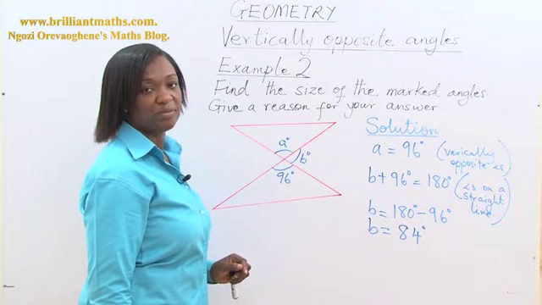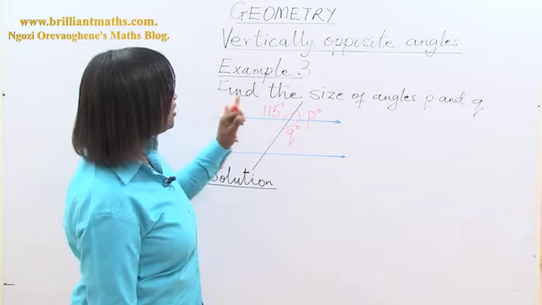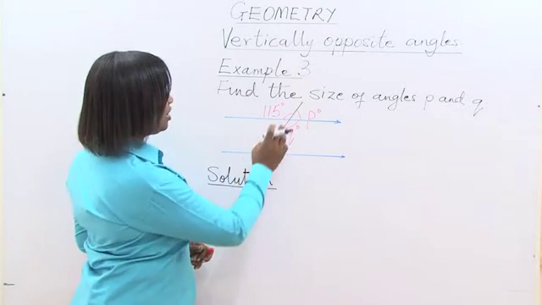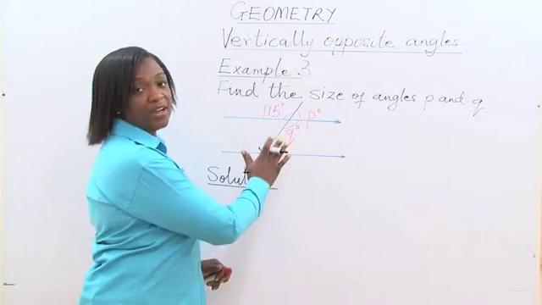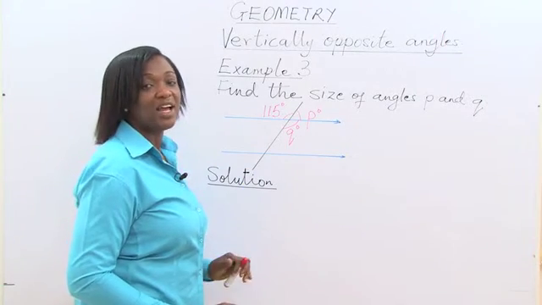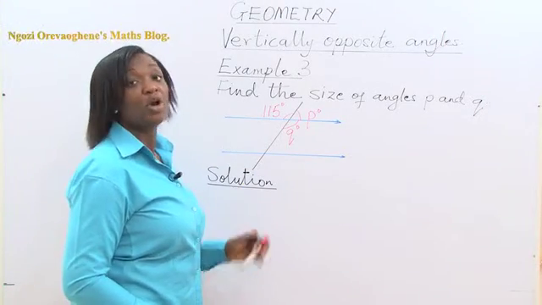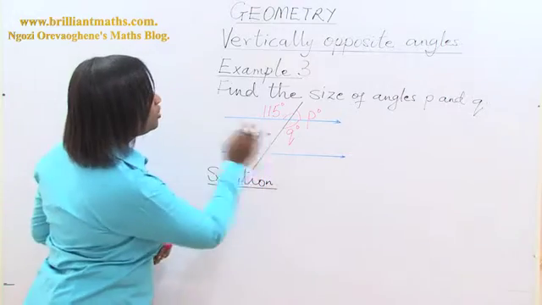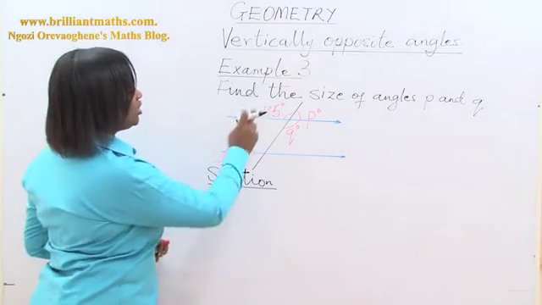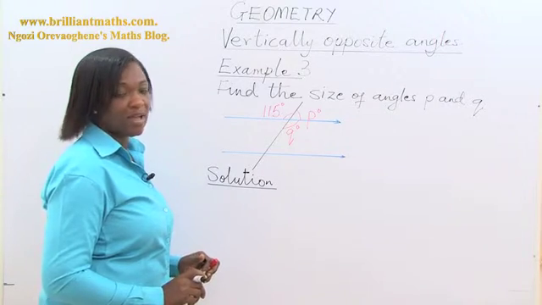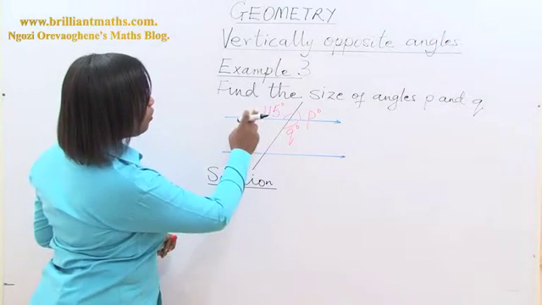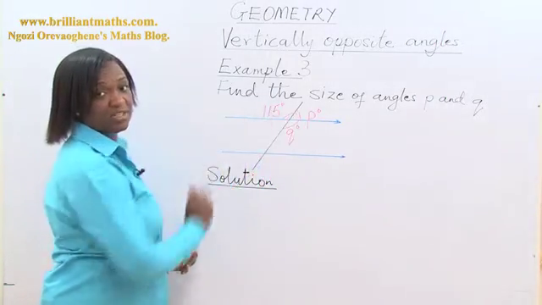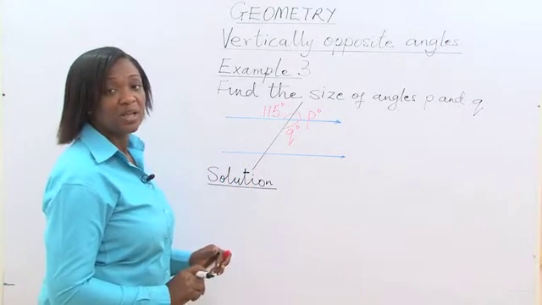Let's see example 3. Find the size of angles P and Q. Here we have angle P and angle Q. We can actually decide to find P before Q or Q before P. It really doesn't matter. It's easy to see that Q is vertically opposite to angle 115. And we can also see that 115 degrees plus angle P will give us 180 degrees because they are angles on a straight line.